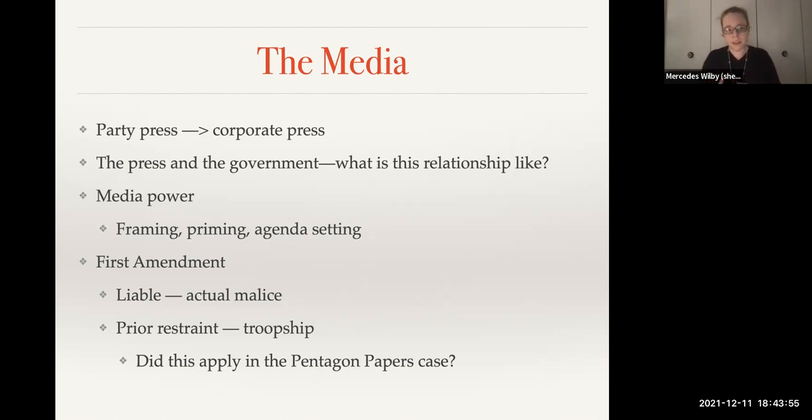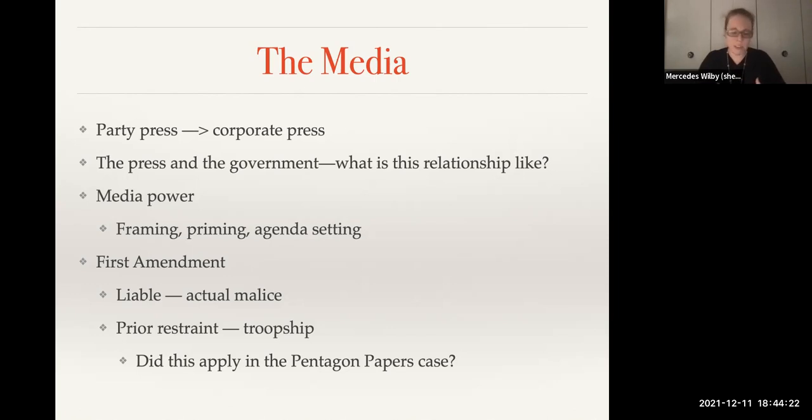Now, the media, of course, because of this relationship, because they are the conduit for political information for most people, that's how we learn about politics, they have a lot of power over what we learn and how we learn it. So they can frame a story. This basically means they can tell us how to think about a story. They can also prime us.